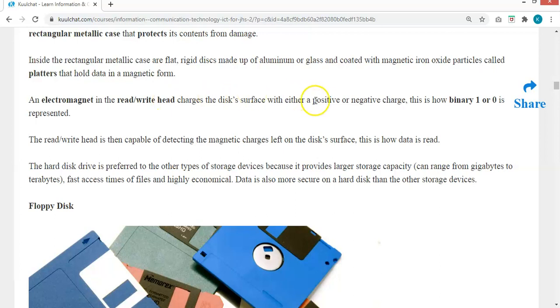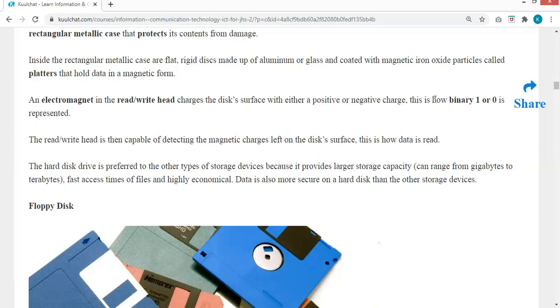So for a positive charge, we have a binary 1. For negative charge, we have 0. Okay, so this is how data is stored. So like we said in your information processing course when we were in J.H.S. 1, the computer language is what we call the machine language. The computer understands zeros and ones, which we refer to as the binary codes.